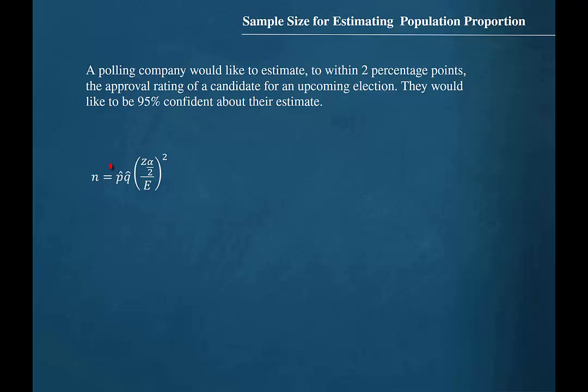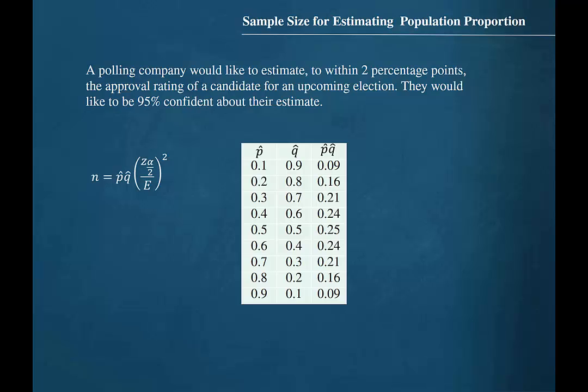So what do we do for the p-hat and q-hat parts of this formula? If we have the sample proportion for a previous study of the same population, then that can be used. But if there is no previous estimate, then we must do something else. Let's look at the table that shows the values of p-hat, q-hat, and the product of p-hat and q-hat.